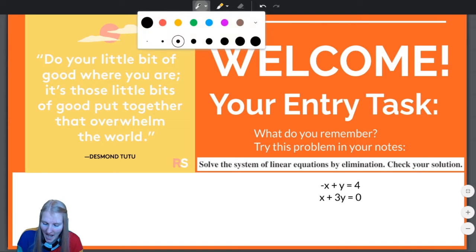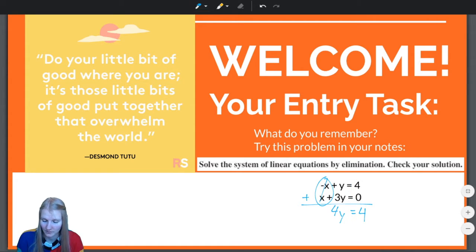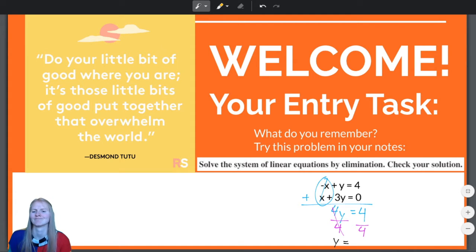So if I add these equations, I'll see that my x's cancel out. They are eliminated. They go away. y plus 3y is 4y, and 4 plus 0 is 4. Now, I am going to solve this equation for y. So I need to divide by 4 on both sides, and I'm left with y equals 4 divided by 4 is 1. That's a little cramped down there, so I'm going to write it over here.